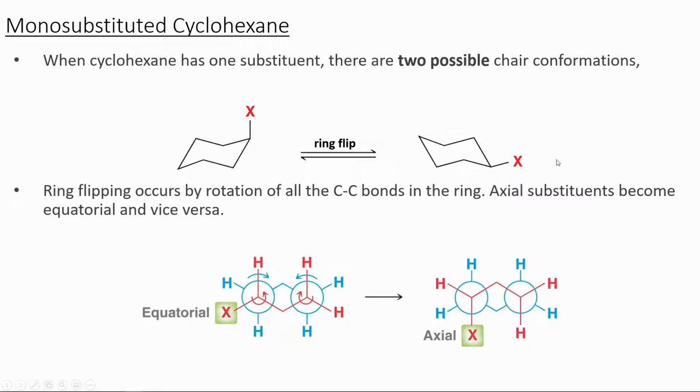This is definitely something that you're going to want to practice doing with your model, but you could see something in the axial position after a ring flip is going to move to an equatorial position. If we look at our double Newman projection, we could see the rotations that occur, and we could see that the substituent in the equatorial position moves to an axial position.